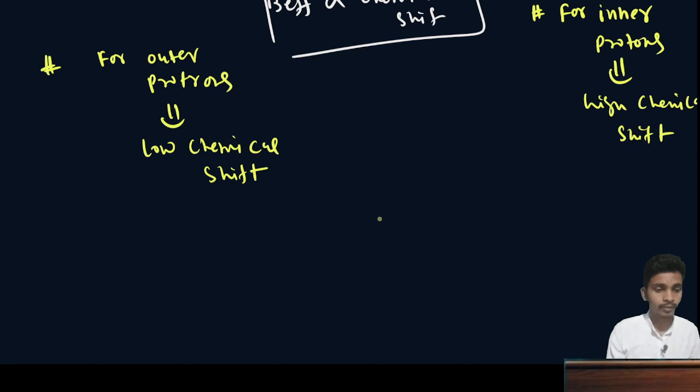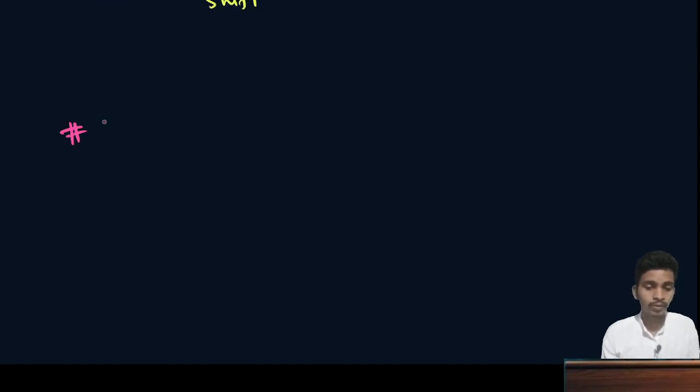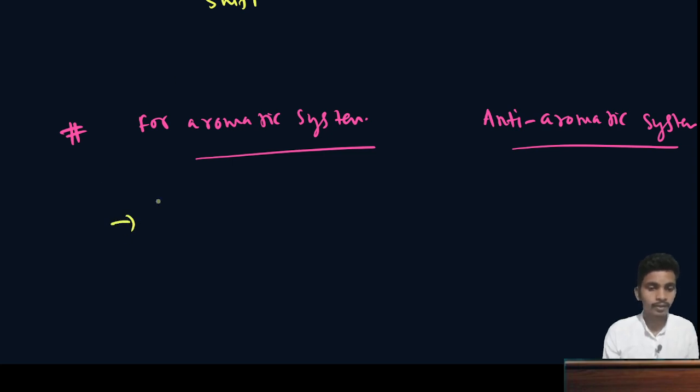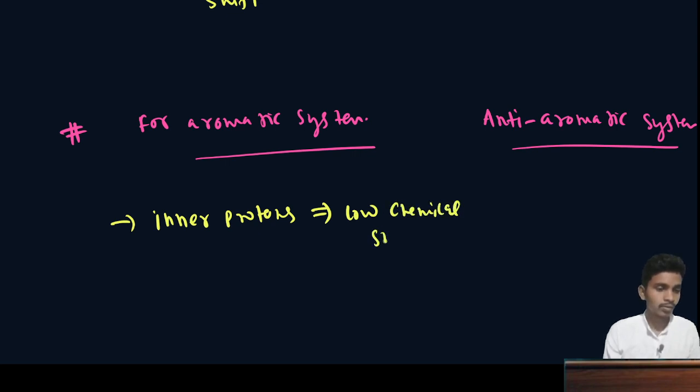Okay, so if I write the code for aromatic systems and here for anti-aromatic systems: here the inner protons have a low chemical shift, whereas for anti-aromatic systems, the inner protons have a high chemical shift.